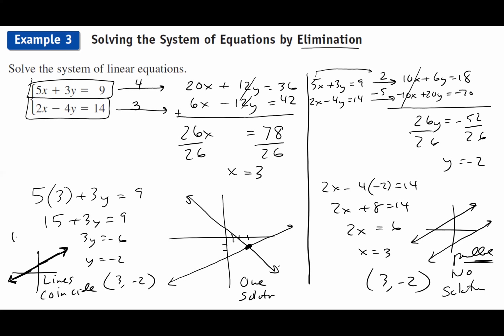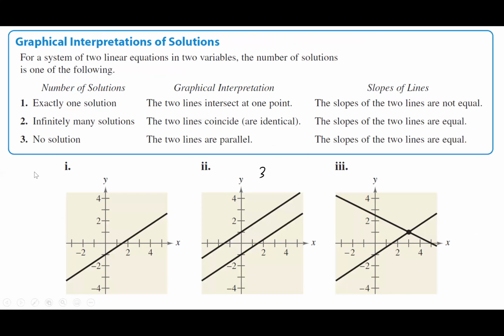Lines coincide: infinitely many solutions, a whole bunch of them. That's cool. There's a graphic in the book like that. It looks like this right here. So: exactly one solution, infinitely many solutions, and no solution. This is just a quick little graph on page 510, if you want to take a look at it by yourself. I just copied and pasted it.